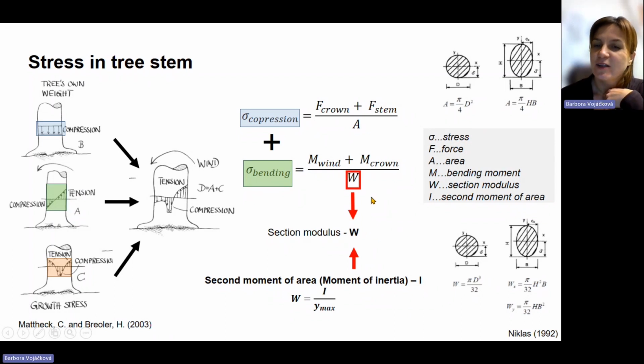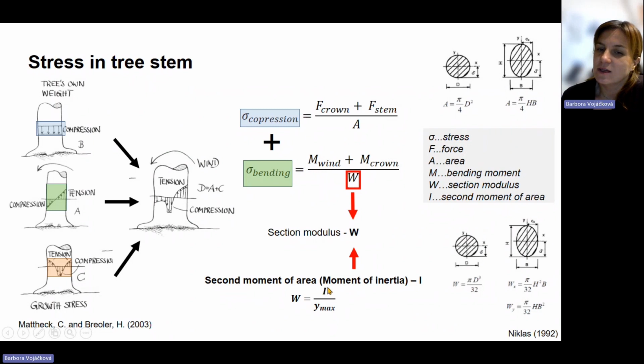And today I would like to look in detail at section modulus, because this is the value which significantly influences the results of our calculations. As you know, the section modulus comes from the second moment of area, or we sometimes call it moment of inertia, because it's based on a similar principle. The letter used for marking the second moment of area or moment of inertia is I.